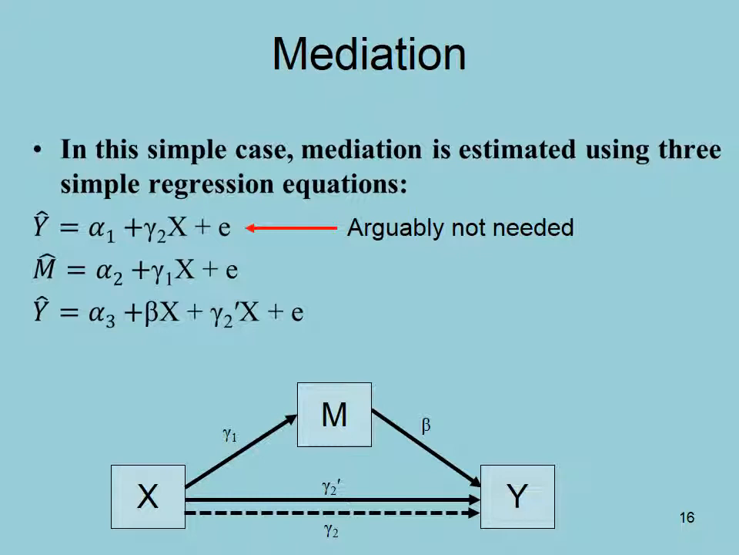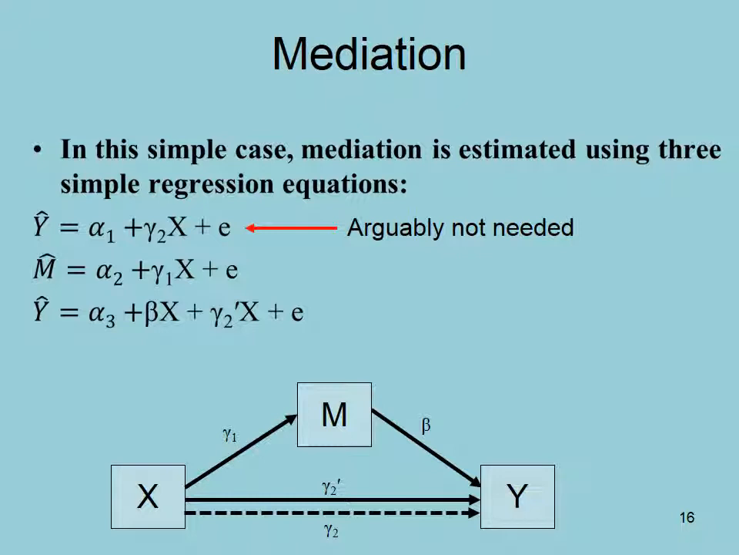Step 3 is you're testing a multiple regression model now, where you have the effect of x and m on y. Here you have beta 2, which is the effect of m on y controlling for x, and you have gamma 2 prime, which is basically the effect of x on y controlling for m. Based on Baron and Kenny's approach, you really want to know, is gamma 2 prime different from gamma 2?